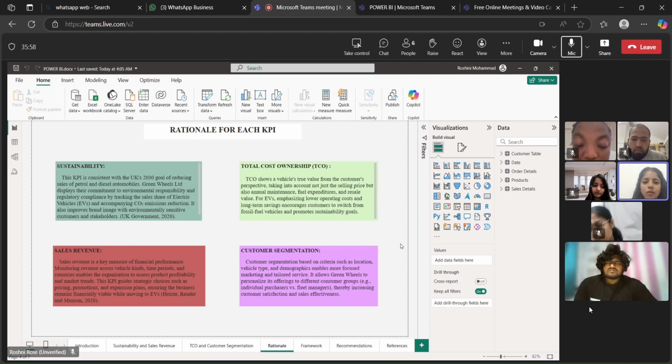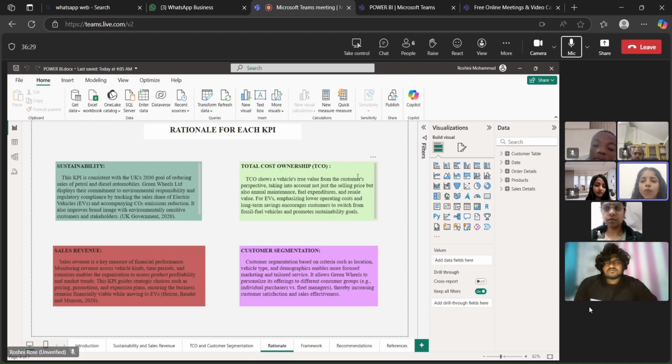Hello everyone, my name is Simranjit Kaur. Now I will explain the rationale for each KPI: sustainability, TCO, sales revenue, customer segmentation. Sustainability: this KPI aligns with the UK 2030 goal to cut petrol and diesel car sales, showcasing Green Wheels Limited's environmental commitment, regulatory compliance, and appeal to eco-conscious stakeholders.